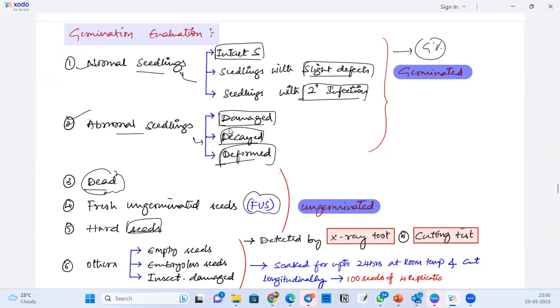Hard seeds won't germinate; they will be hard and won't imbibe. So what might be the reasons for the presence of fresh ungerminated seeds, and what is the difference between hard seeds and fresh ungerminated seeds? In hard seeds, imbibition does not occur at all. But in fresh ungerminated seeds, even though imbibition has occurred, there is no germination. What might be the possible reason? Yes, it is because of seed dormancy.